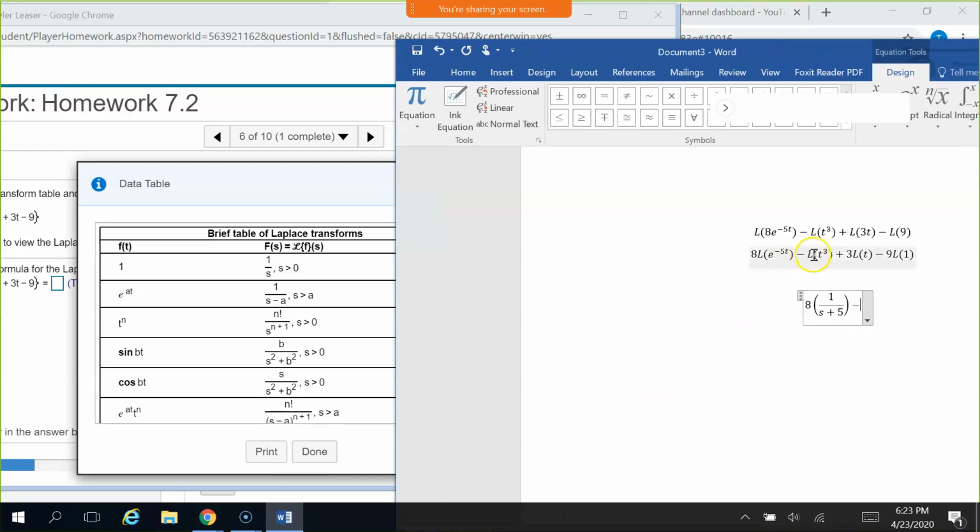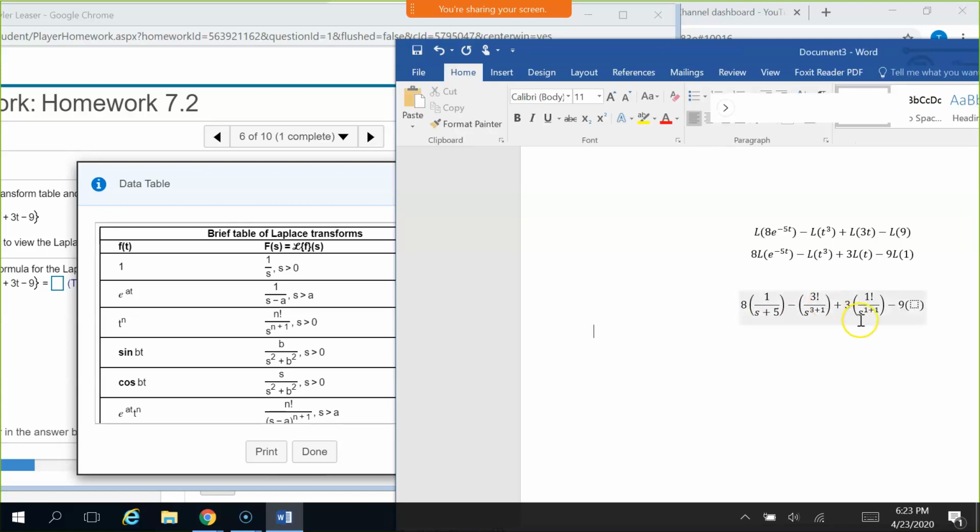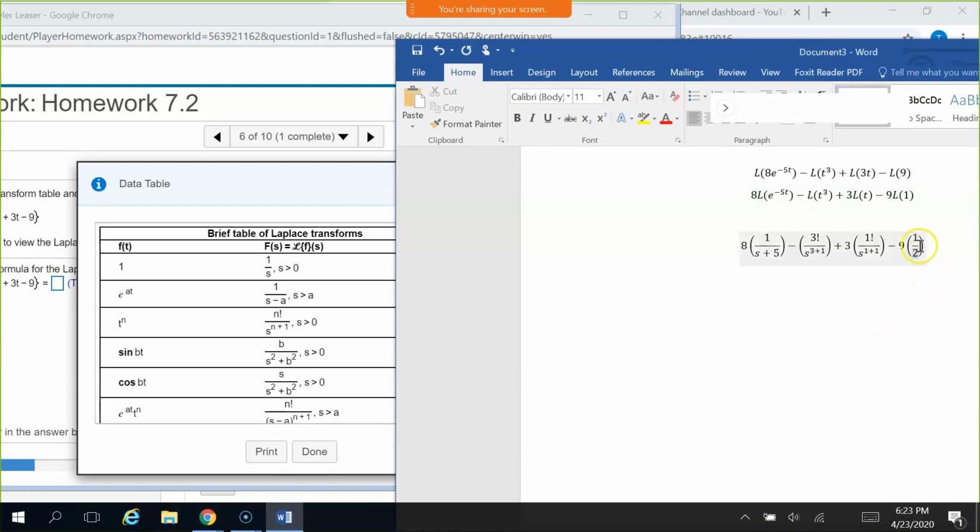So minus, then it's the Laplace transform of t cubed, which is the next one down. The n is 3, so that's going to be 3 factorial in the numerator, divided by s to the 3 plus 1 power. We'll clean that up in a minute. Plus 3 times the Laplace transform of t, which is the same row there. That's going to be a 1 factorial on top, and then an s to the 1 plus 1 power. And then minus 9 times the Laplace transform of 1, which is the first row there, 1 over s. Oh, oops.